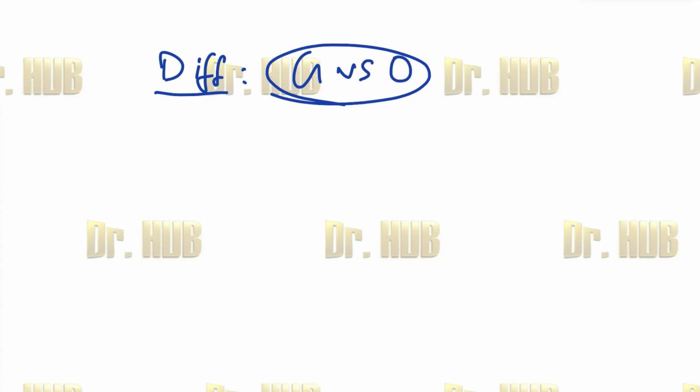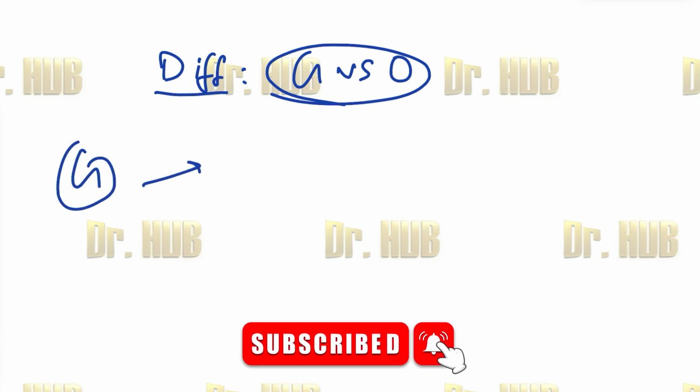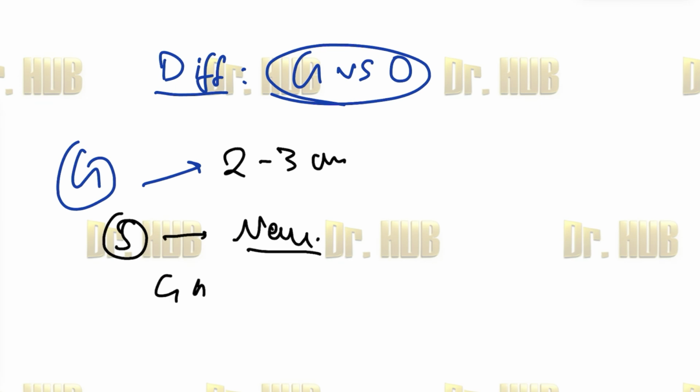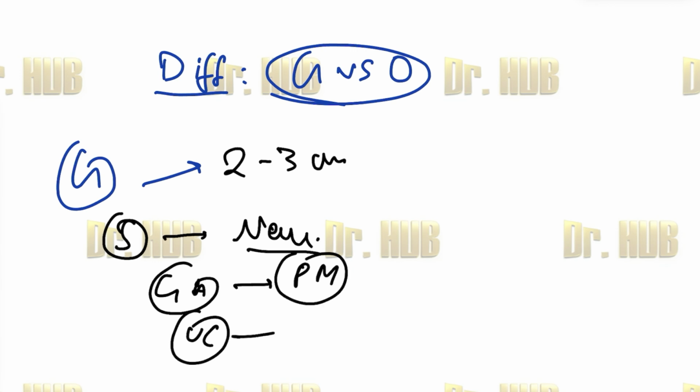Under gastroschisis, the defect lies from 2 to 3 centimeters. So the major point is 2 to 3 centimeters. The sac is never present. Regarding gestational age, gastroschisis occurs during prematurity. Talking about the umbilical cord, it will be adjacent to the defect.